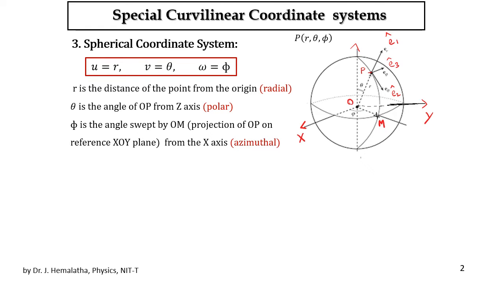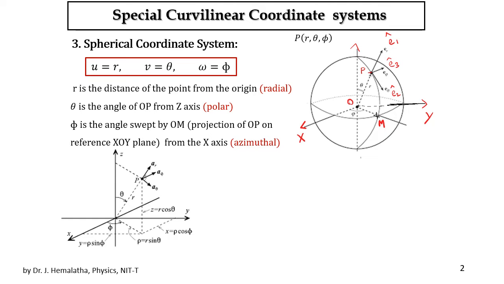And phi is the angle that is swept by the projection of OP. OP can be projected on the XY plane so that we get OM. And the angle swept by this OM from the x-axis is described as phi. It is also called the azimuthal angle. So the radial distance r, polar angle theta and azimuthal angle phi are used in the spherical coordinate system.